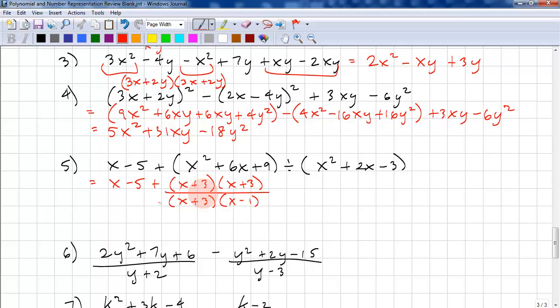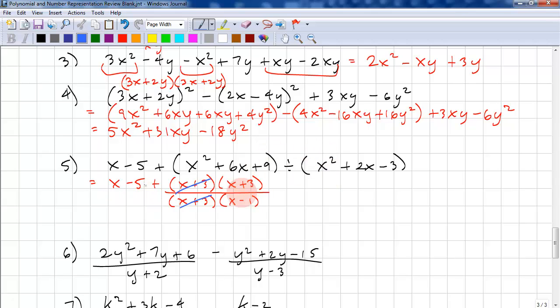Okay, we have common factors. We can cancel. A common mistake is to cancel another one, but you can only cancel out the numbers that there are. There's only one x plus 3, so we can only cancel one x plus 3 from the top. It's a mistake to put this line in. This x minus 5 is not part of this term.